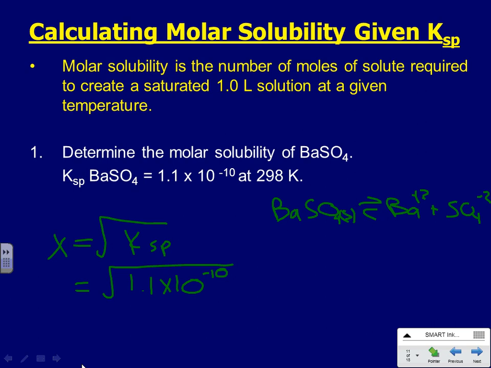Excellent. Tyson? You divide it by 2, because remember, when you take the square root, it's like taking half of the exponent. So you're looking at a minus 5 here somewhere. What do we got? What do you got, Jenna? 1.0 times 10 to the negative 5 moles per liter. And because this is a molar solubility, I need units: moles per liter.